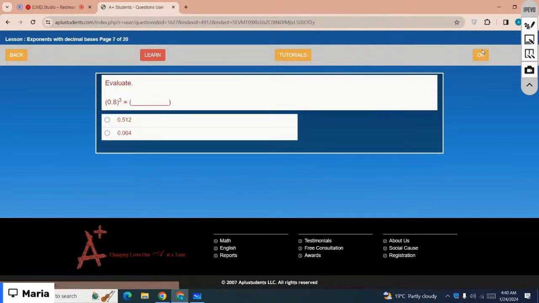Okay, the next one is 0.8 exponent 3. Now you have to multiply 3 times, right? So when you multiply 3 times, you have only one decimal place. So answer must have 1 plus 1 plus 1, 3 decimal places. And 8 times 8 is 64. And 64 times 8 is 512. Option number 1 is the correct option. Got it?